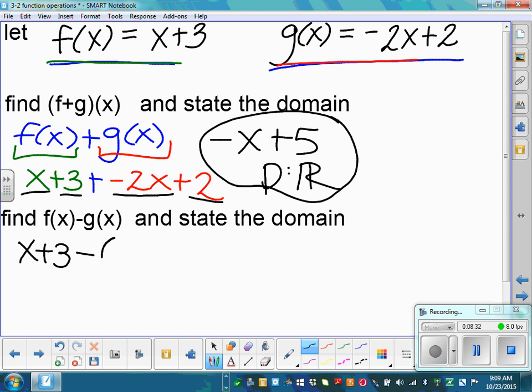So we're subtracting g of x. Since it's subtraction, I'm going to put it in parentheses. So we've got to subtract all of g of x. What is g of x? Negative 2x plus 2.